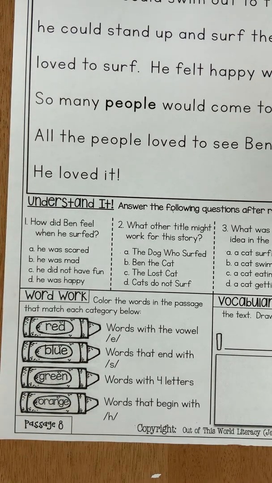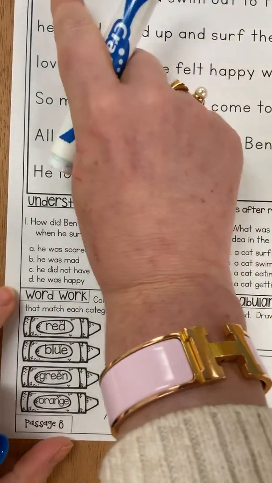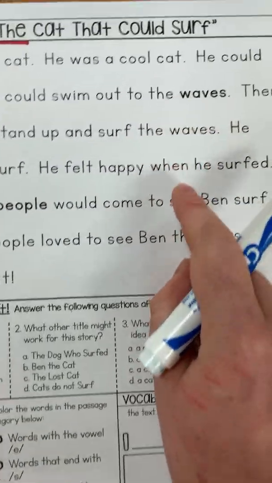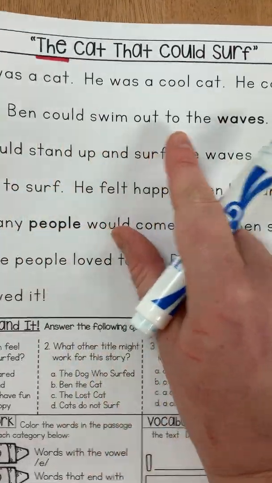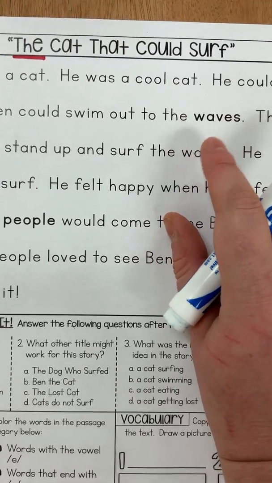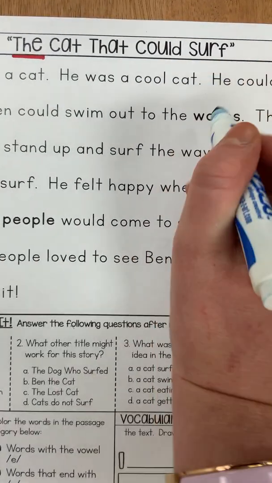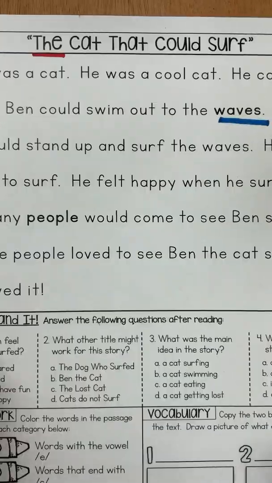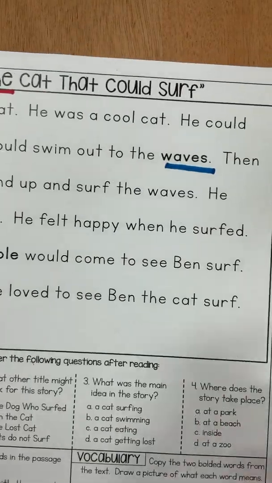And then words that end with S. So let's find an example in the passage above, which words that end with the letter S. So let's see. He was a cool cat. He could surf. Ben could swim out to the, he could swim out to the waves. So we're looking for words that end with S. So waves would be an example because it ends with the letter S. So we would underline waves blue. So that's an example of ending words with the letter S.